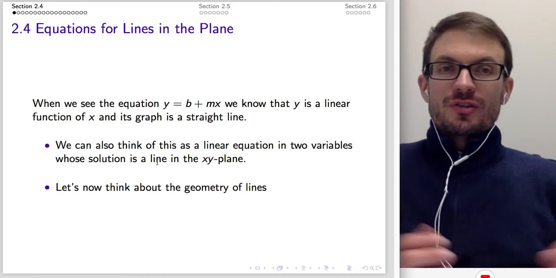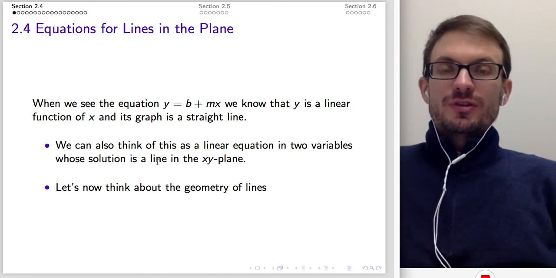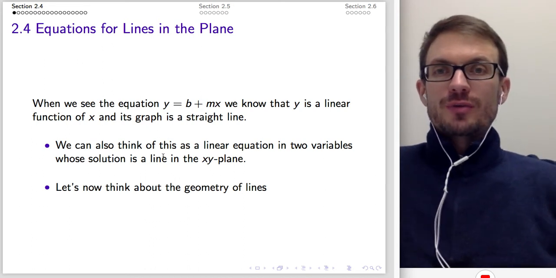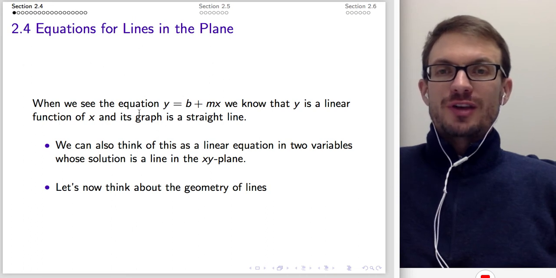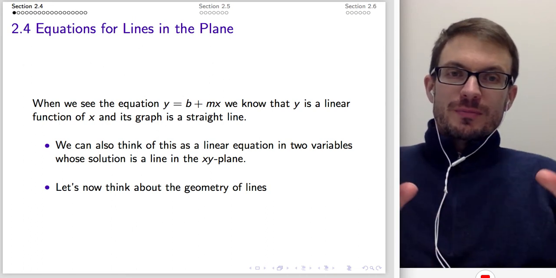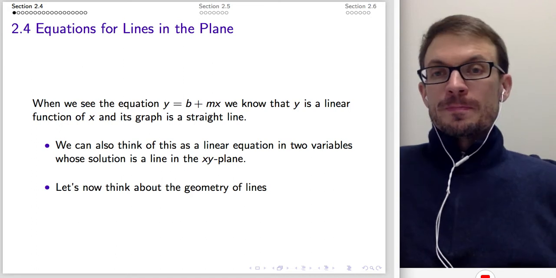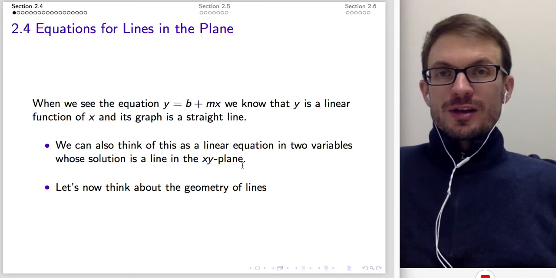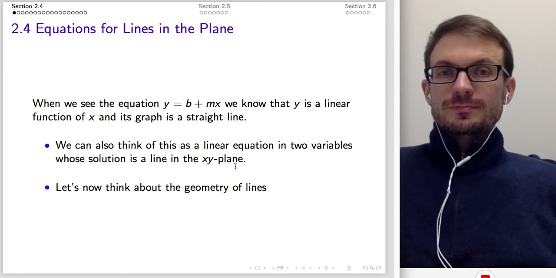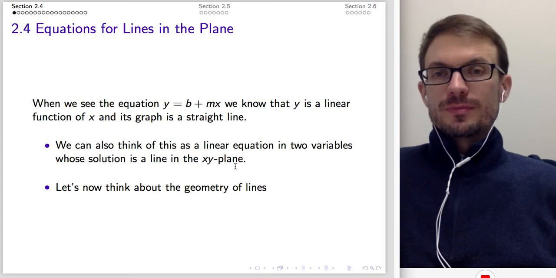We can also think of this as a linear equation in two variables living in the xy plane, right? We have the x-axis, we have the y-axis. This creates a plane, like a big infinite rectangle, and the lines that we're studying live in that space. So that's what we're thinking about here.